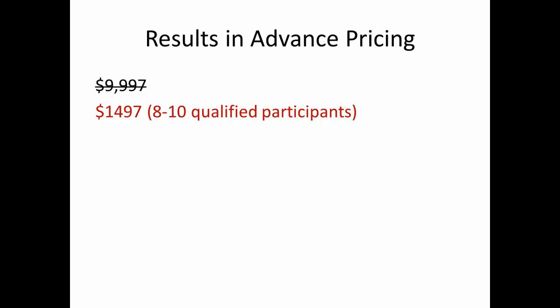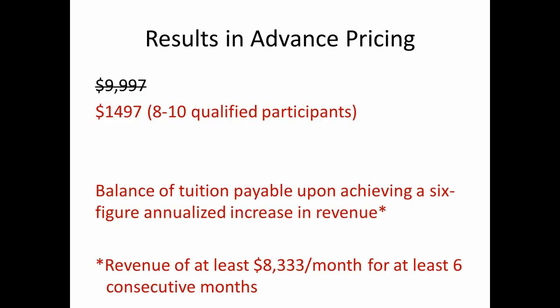And if we have 8 to 10 participants for that, each participant will pay $1,497 as their deposit. You do not pay anything else. You pay the balance of the tuition upon achieving a 6-figure annualized revenue increase. That means increasing your revenue by at least $8,333 a month for 6 consecutive months. I'm not interested in a 1-month blip. I'm interested in sustainability. Okay?